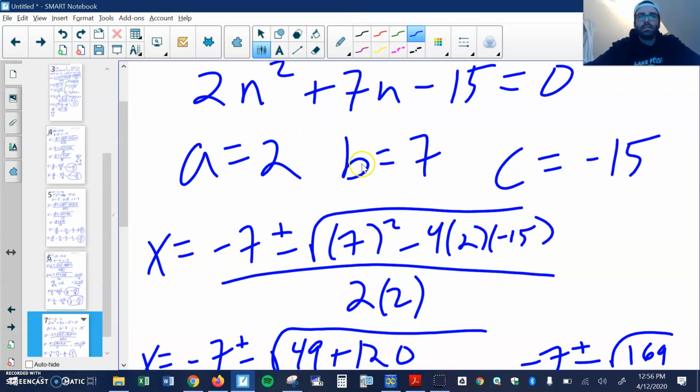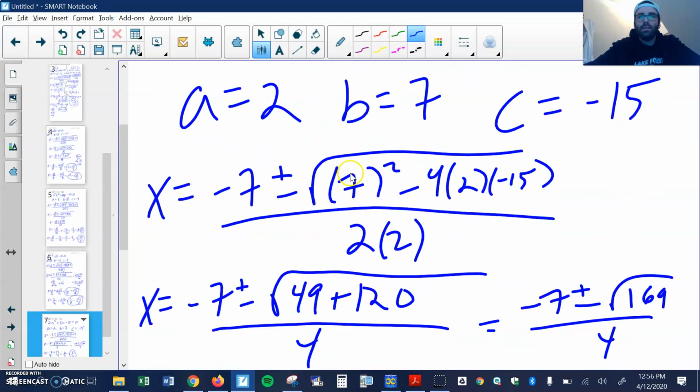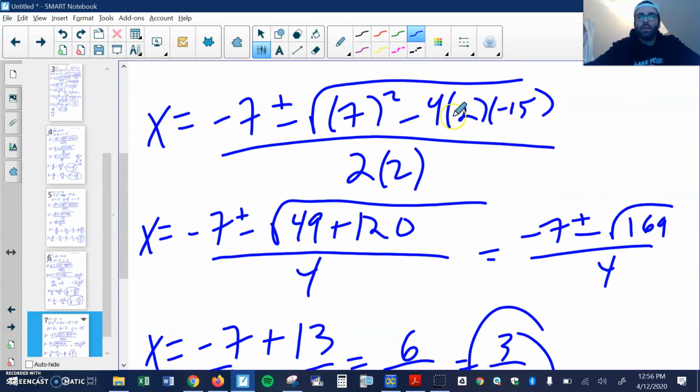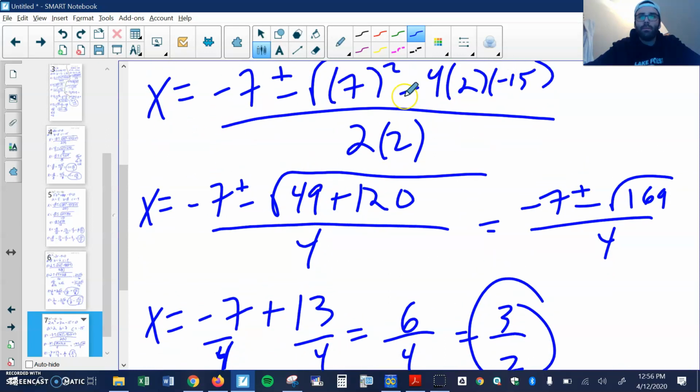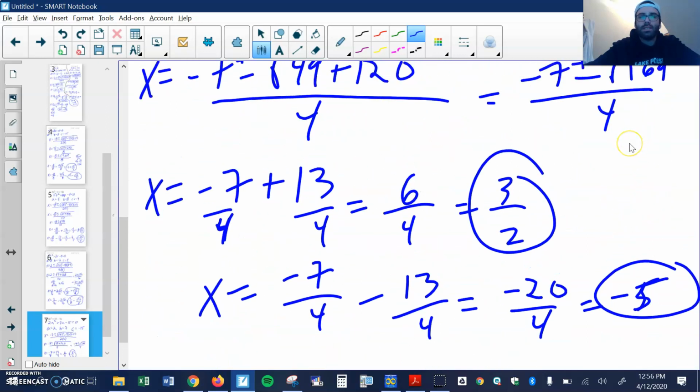I got A, B, and C here, okay? I had to move the 7, so add it, subtract 15. 7 squared minus 4ac, opposite would be negative 7. Remember, I'm doing negative times a negative, so I'm adding. Square root of 169 is 13.